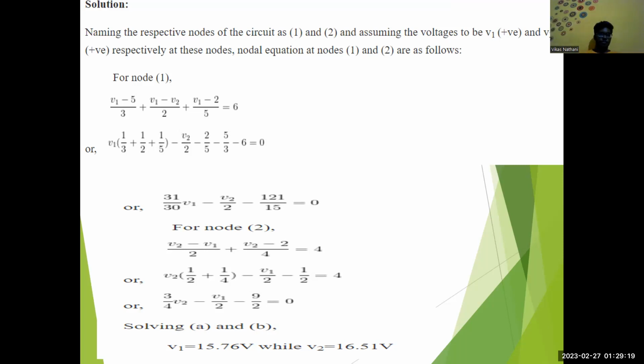For node 2: (V2 minus V1) by 2 plus (V2 minus 2) by 4 equals 4, or V2 times (1 by 2 plus 1 by 4) minus V1 by 2 minus 1 by 2 equals 4, or 3 by 4 V2 minus V1 by 2 minus 9 by 2 equals 0. By solving A and B, V1 equals 15.76 volts while V2 equals 16.51 volts.